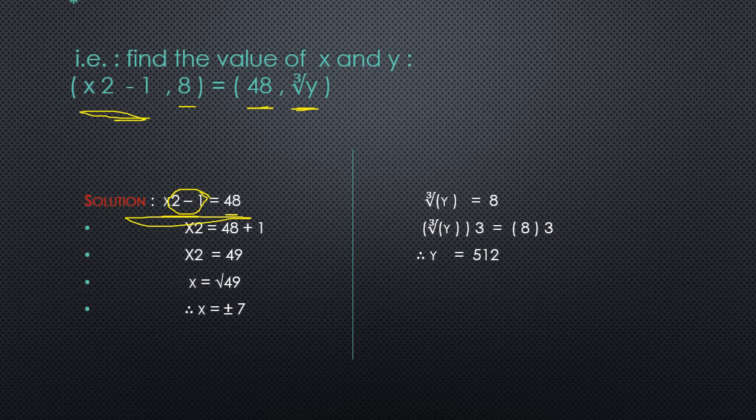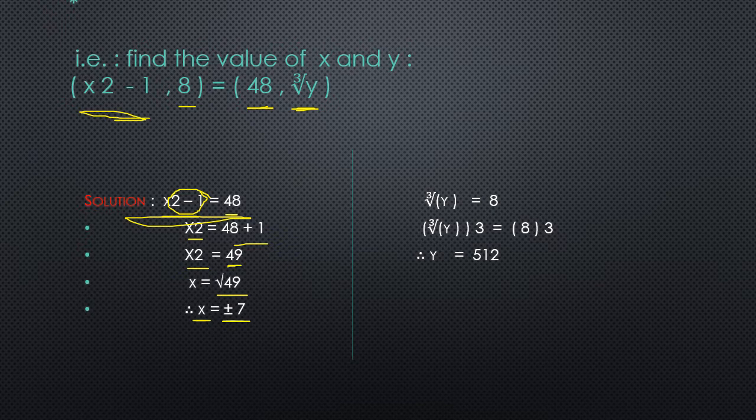We add 1 to both sides. Then x squared will be equal to 49. To get the value of x, we take the square root of 49. Okay, therefore x equals positive or negative 7.